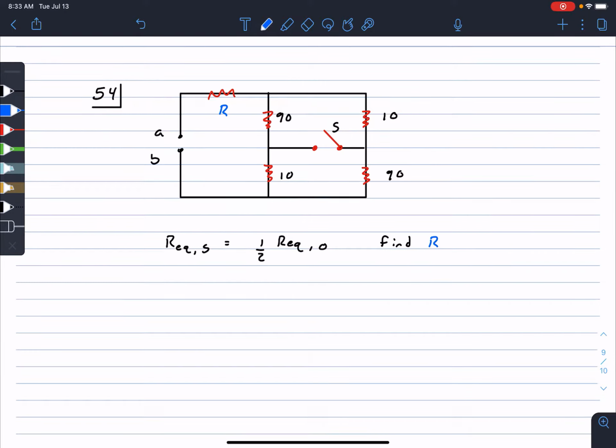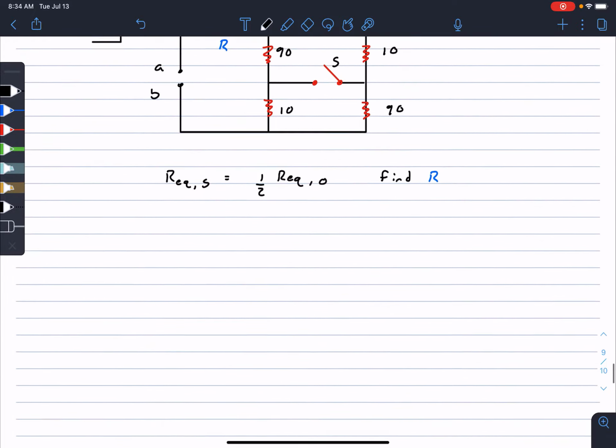So problem 54, we're given a circuit with a bunch of resistors here and a switch. We are told that when the switch is thrown, the equivalent resistance is equal to half of the equivalent resistance when it's open. And then we're asked to find the value of R. So what we need to do is find the equivalent resistance of both scenarios, when this is open and when this is closed. So let's start with it open.